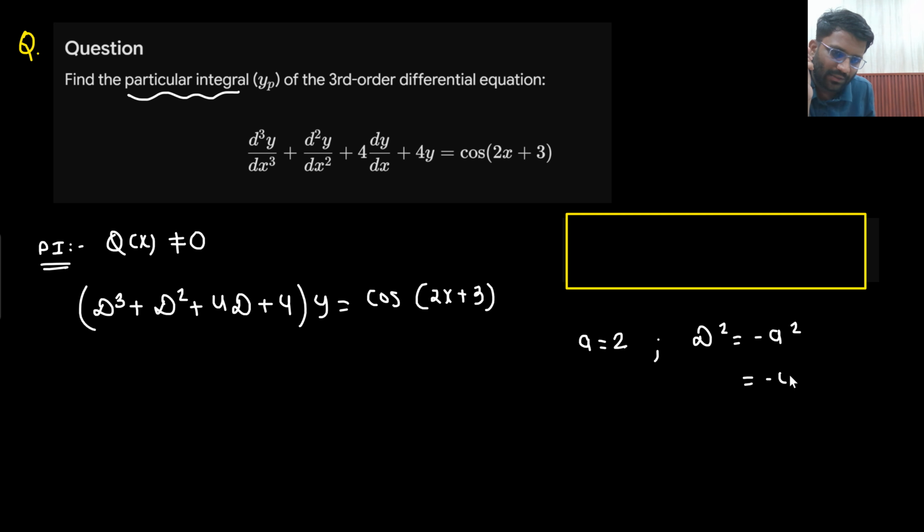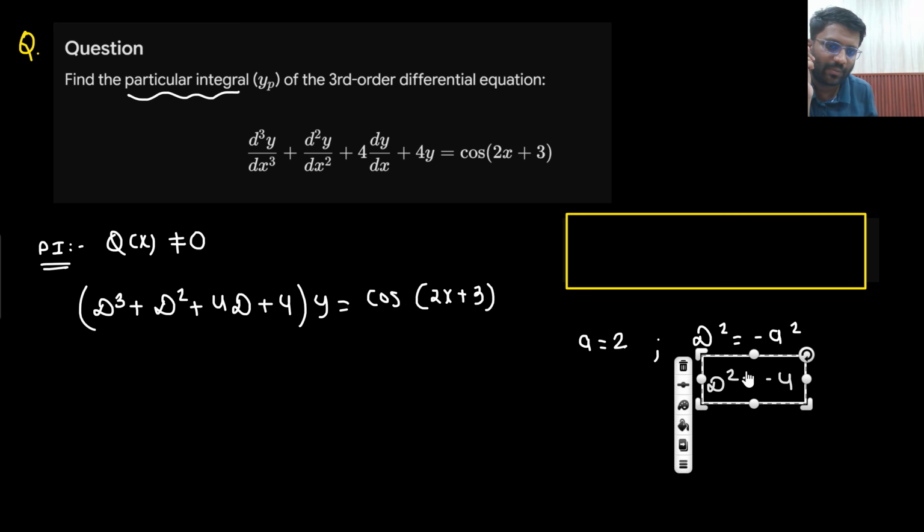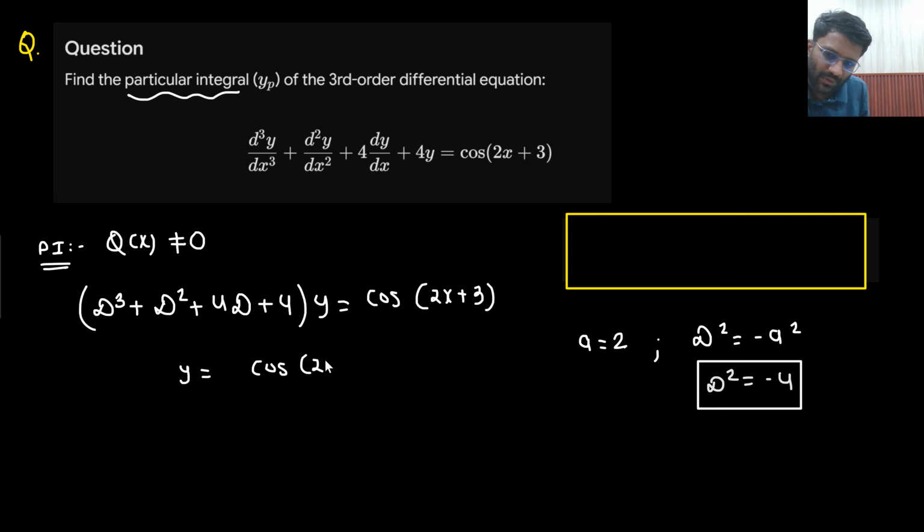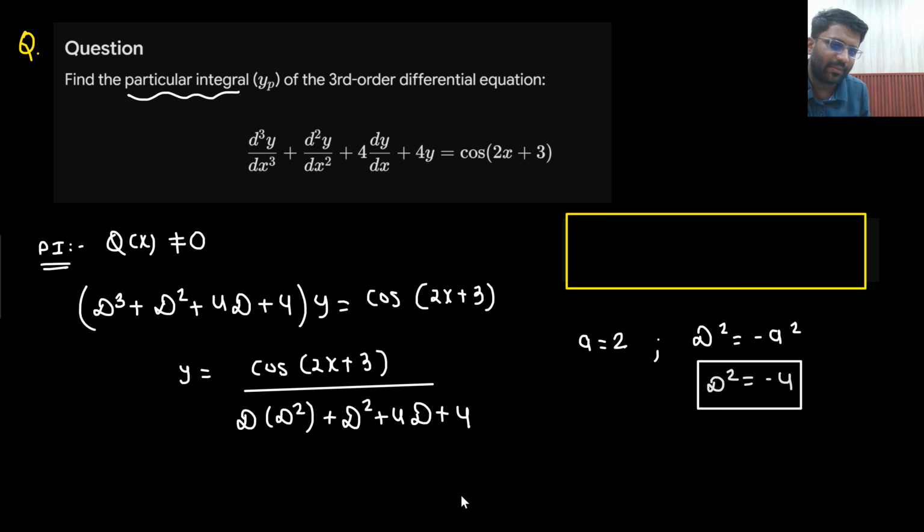What is the value of a? A is 2. So d square could be put as minus 4. So what is y? So y is coming out to be cos of 2x plus 3 upon d into d square plus d square plus 4d plus 4. So d square can be put as minus 4. So cos of 2x plus 3, this is your yp you are getting.